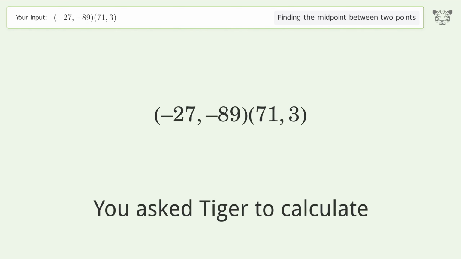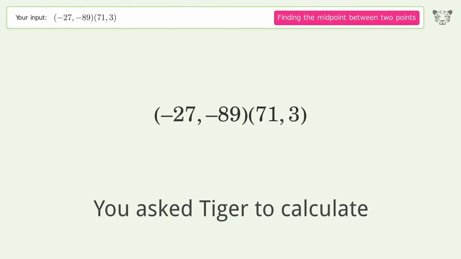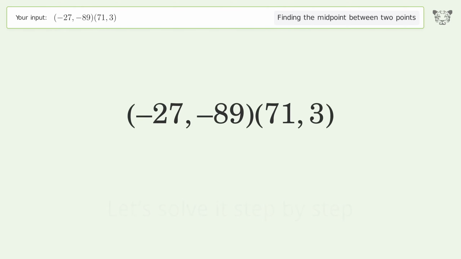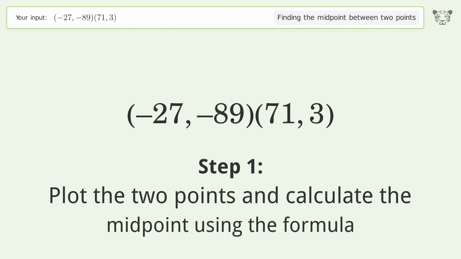You ask Tiger to calculate. This deals with finding the midpoint between 2 points. The midpoint between the 2 points is 22, negative 43. Let's solve it step by step. Plot the 2 points and calculate the midpoint using the formula.